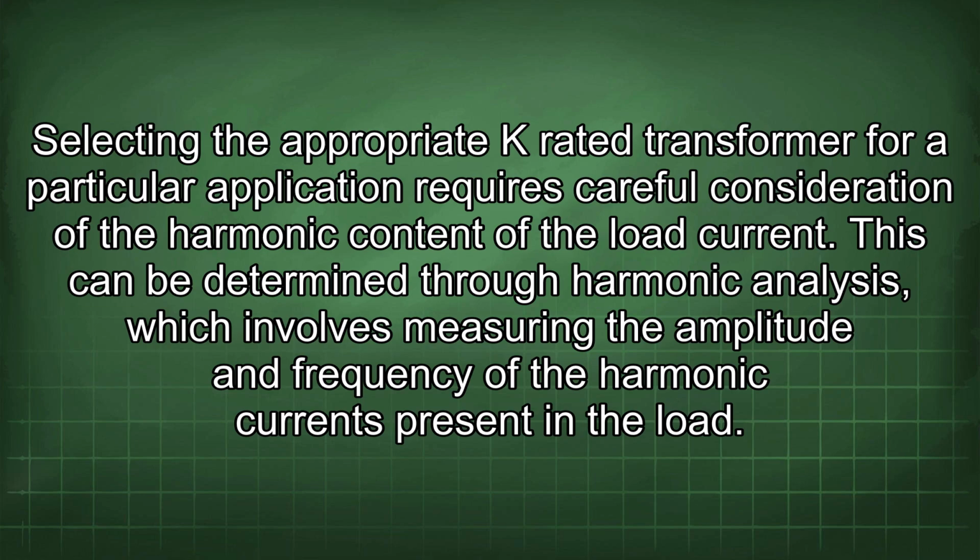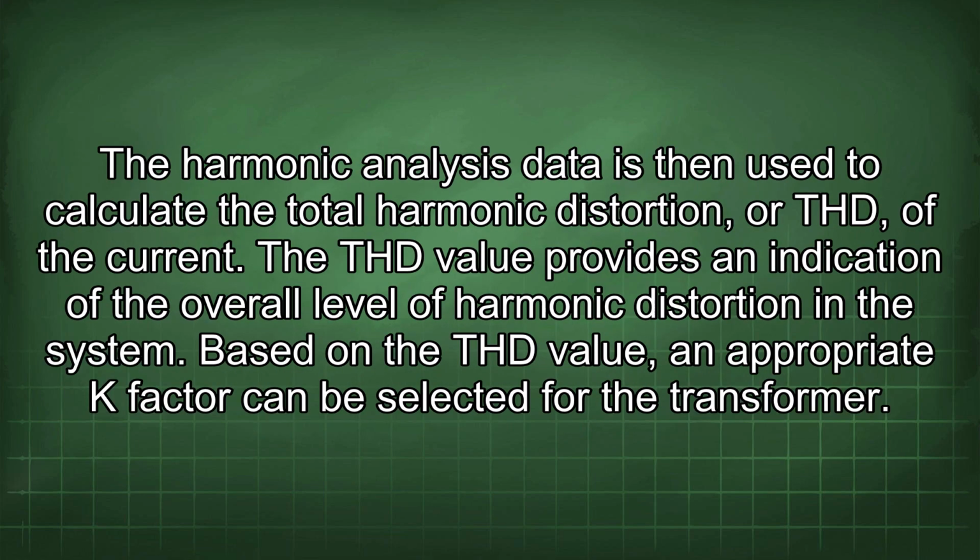This can be determined through harmonic analysis, which involves measuring the amplitude and frequency of the harmonic currents present in the load. The harmonic analysis data is then used to calculate the total harmonic distortion, or THD, of the current. The THD value provides an indication of the overall level of harmonic distortion in the system. Based on the THD value, an appropriate K-factor can be selected for the transformer.